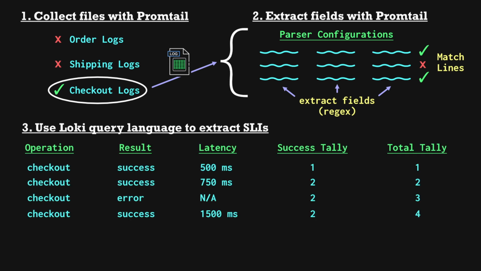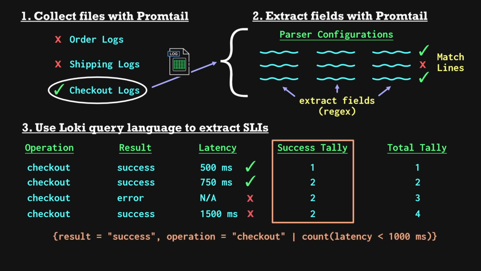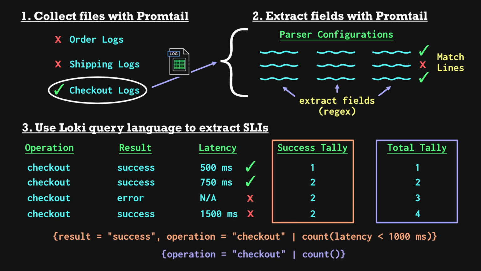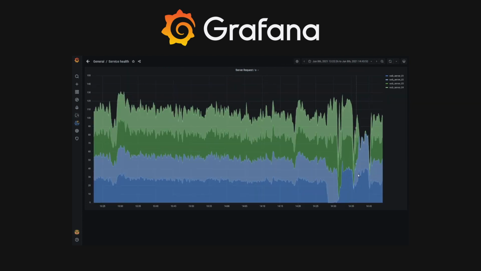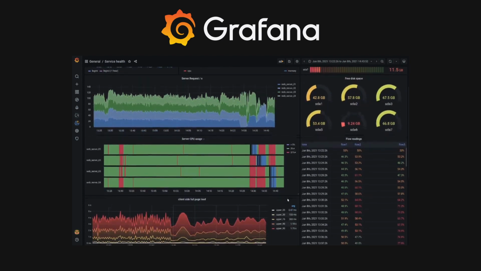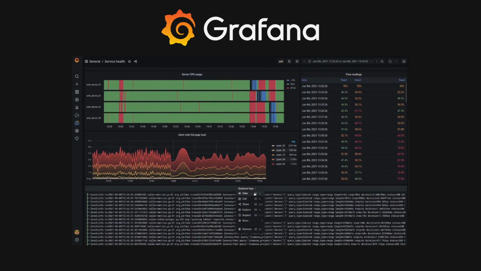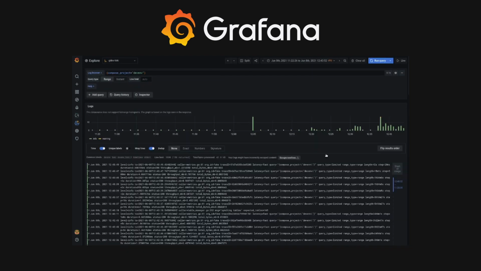Next, you'll use the Loki query language, LogQL, to extract the data that you need to calculate your SLIs from the extracted fields. For example, you might write a LogQL query to count the number of checkout requests with the successful status code and latency under 1,000 milliseconds. Then you can create a separate query to count all checkout requests, and both of these can be used to compute your SLOs. Finally, you can use Grafana to create graphs and charts based on the log data you've queried to track SLIs over an aggregation window and compute final SLO results. There's certainly more configuration to do to configure aggregation windows properly, but these simple steps should point you in the right direction.